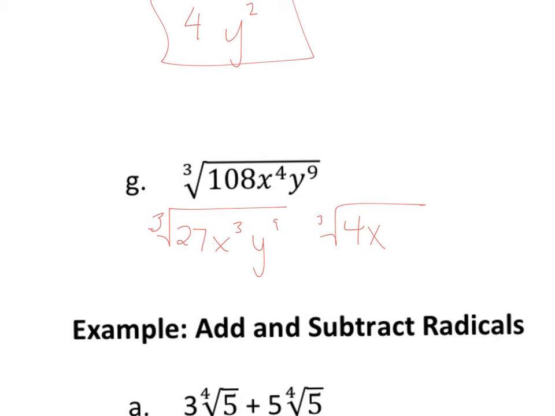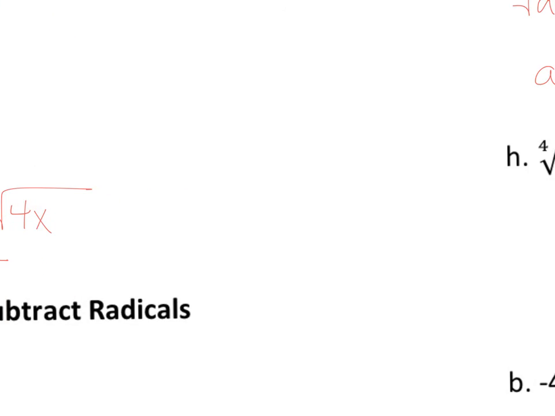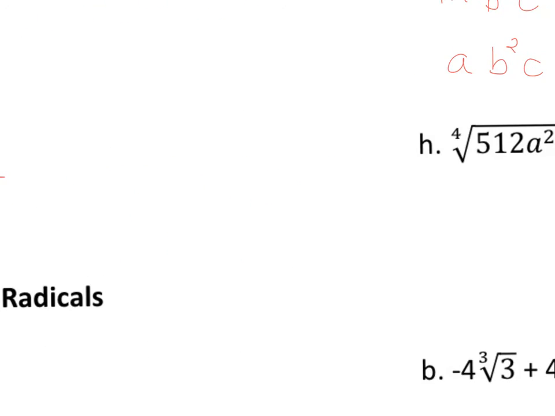So then we're reducing that perfect house. So the cube root of 27 is 3. X to the 3 divided by 3, so 1. And y to the 9 divided by 3, so 3. And then cube root of 4x gets stuck behind. So we're done there because we've reduced everything.